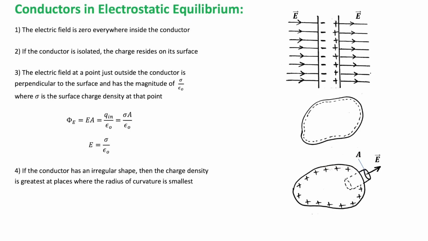So we will now discuss conductors in electrostatic equilibrium. As we discussed before, a conductor has free electrons that are free to move about the material, right? And these free electrons are not bound to any atom. So if there is no motion of these free electrons other than thermal motion, okay, then the conductor is said to be in electrostatic equilibrium. And in that case, it will have the following properties. So first, the electric field is zero everywhere inside the conductor when it is in electrostatic equilibrium.